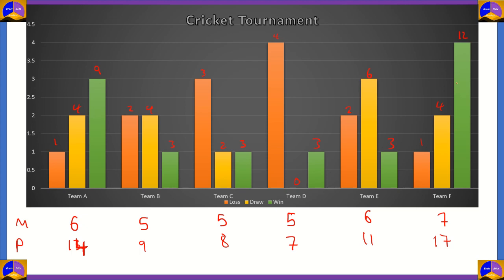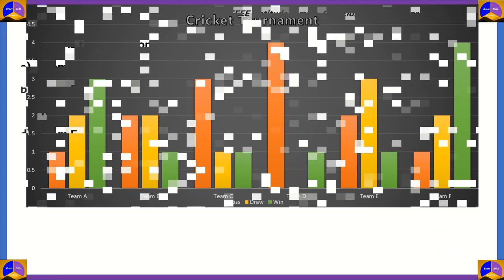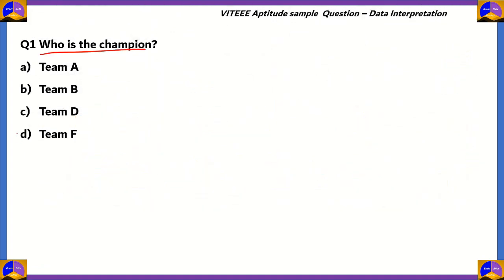So Team F has got the most number of wins at 4. They also played the most number of matches at 7, and they also scored the maximum number of points, that is 17. So therefore, option D, Team F, has to be the correct option.